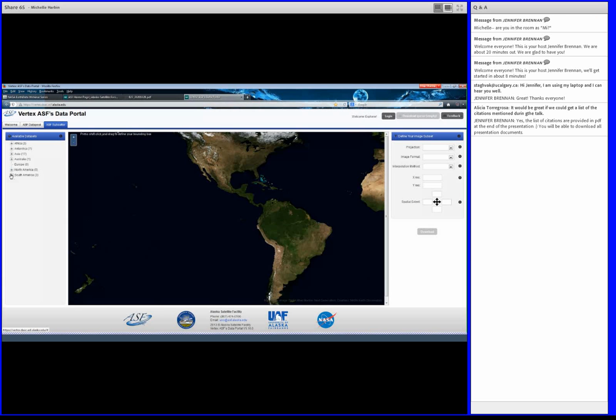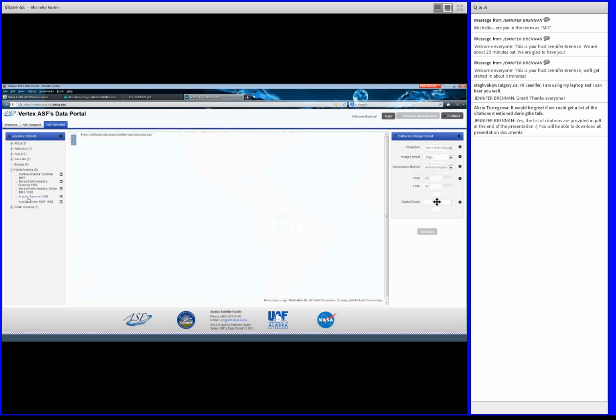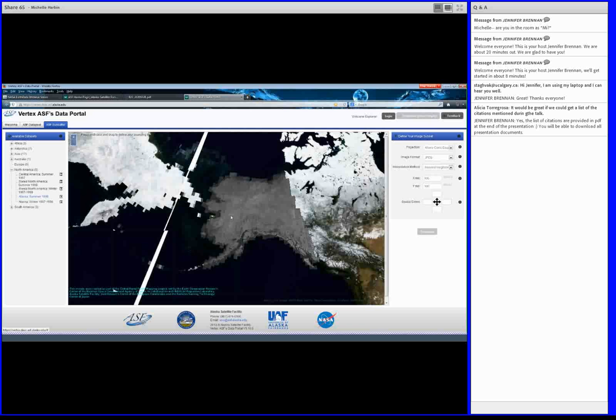So you simply select a region and a mosaic that you want to look at. I'm going to select Alaska, summer 1998. The mosaic appears here on the map, and to subset, you just shift and click and drag a box and choose that. You can see on the right-hand side, the area that I defined populates this information. This defaults to the optimal settings for each mosaic, but you can change them if you really wanted to. But the thing you can change for sure is if you would rather have a JPEG or a GeoTIFF. After you've made that selection, you simply just click the download button.